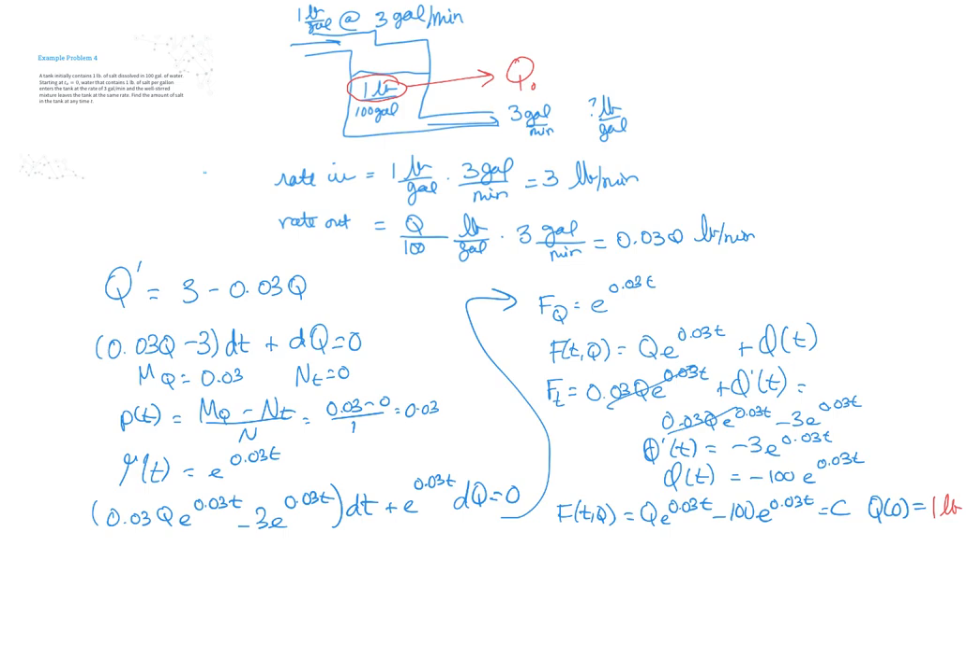So when I plug that in and I solve for C, I end up finding that C equals negative 99. And solving for Q means that I find out that Q of t is actually 100 minus 99 e to the negative 0.03t. And if I wanted to find the limiting amount as t approaches infinity, our limiting amount of salt in this tank would be 100 pounds.